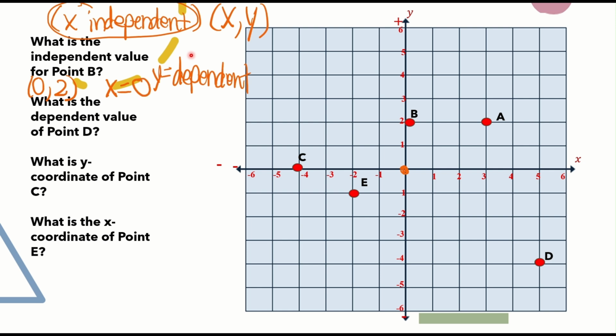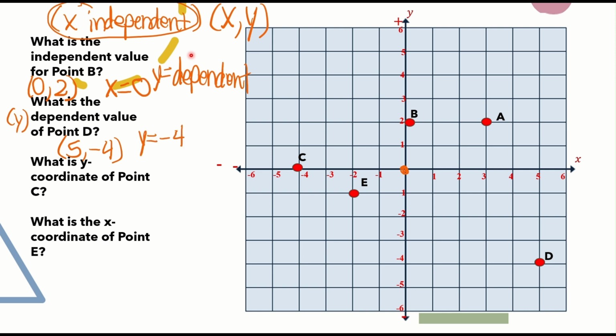Let's look at the next question. What is the dependent value of point D? Dependent means y, which in this case would be my y coordinate. Let's get the ordered pair for point D. 5, negative 4. In this case, my y value would be a negative 4.